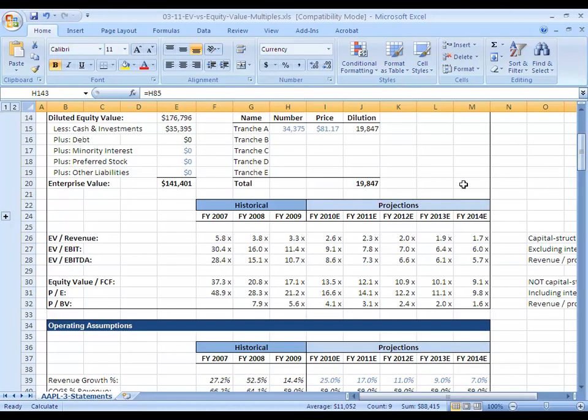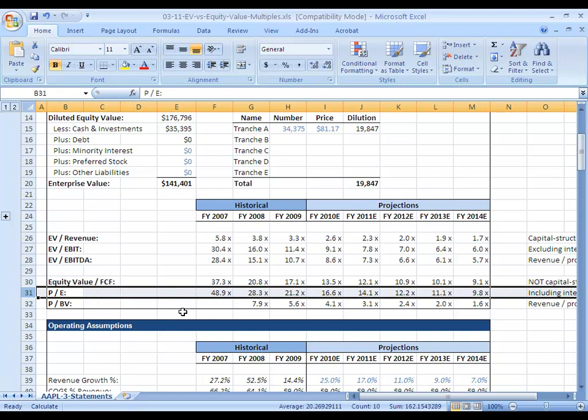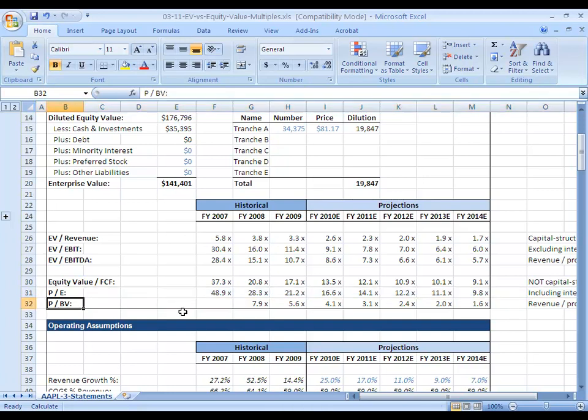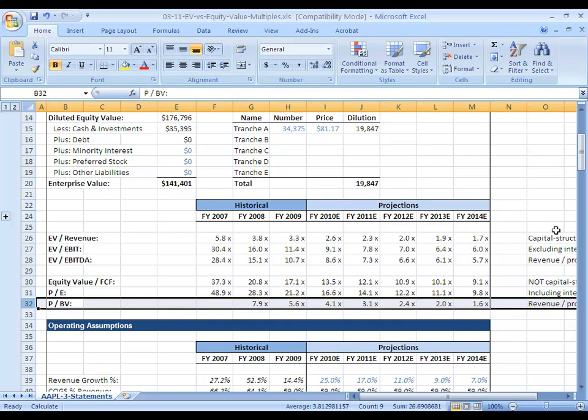The same applies to price to earnings per share. With earnings per share, we're effectively taking net income and dividing to get to earnings per share. In net income, we've already reflected the interest income and expense. Now, price to book value. This one is interesting because it works a little differently. Instead of looking at something on the income statement or cash flow statement, we're looking at a balance sheet metric.